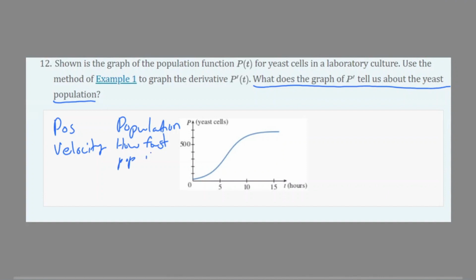Population is growing. So the graph of p prime will tell us how fast the population of yeast cells is growing. And we want to use the method of example 1 to graph the derivative, p prime. So we could try that.